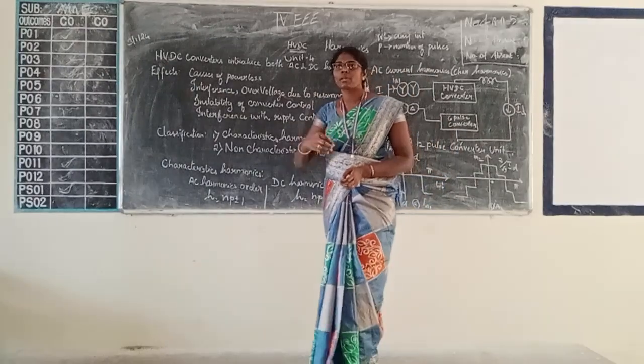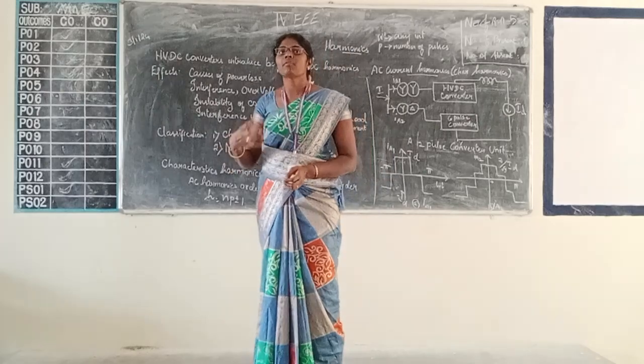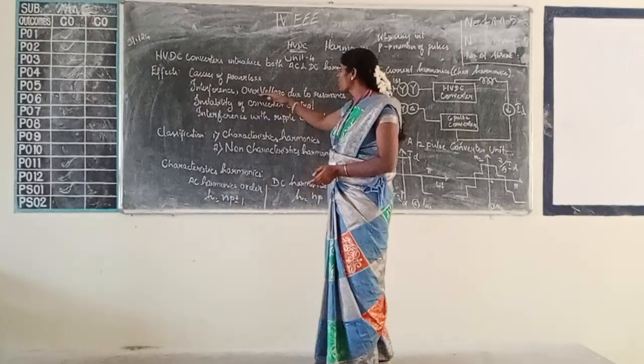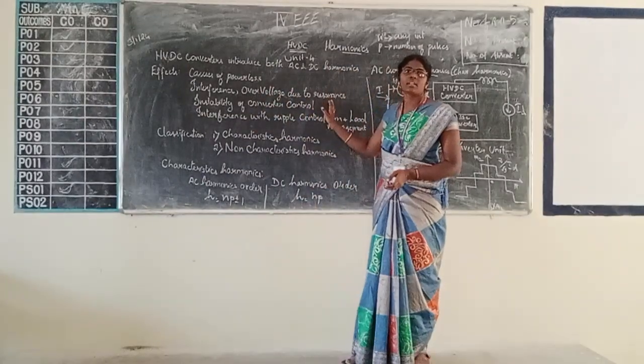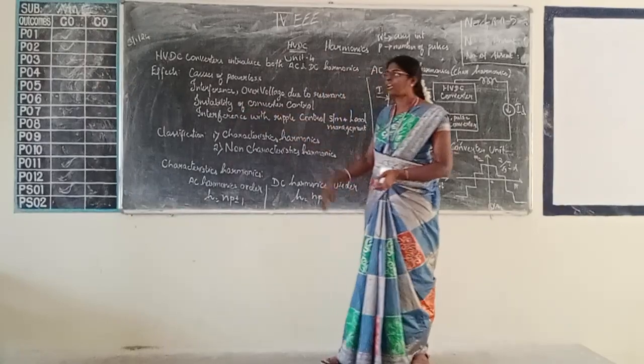And one more thing is over voltage due to resonance. When there is a harmonic, when there is a fluctuation or a resonance, what happens? Some of the time there will be an over voltage contributed. That is over voltage due to resonance. And the next thing is instability of the converter.